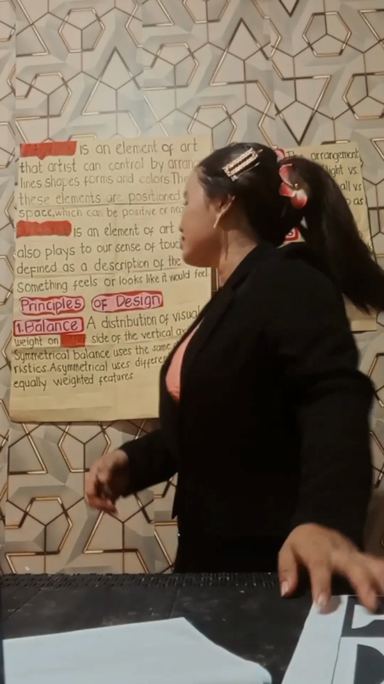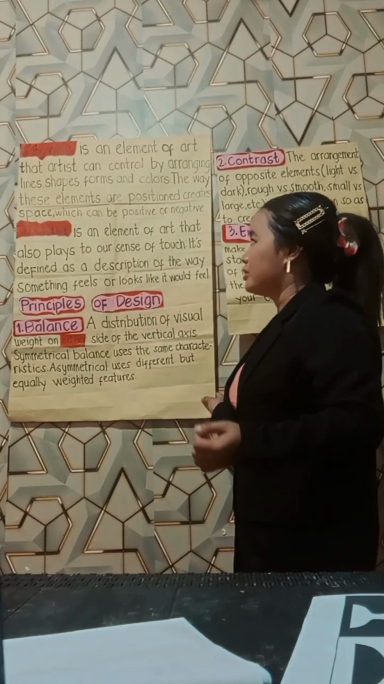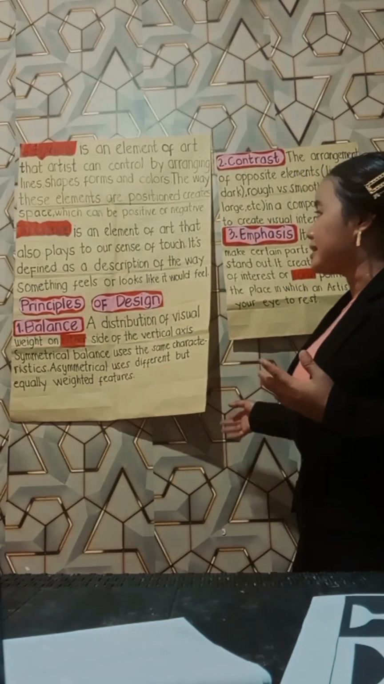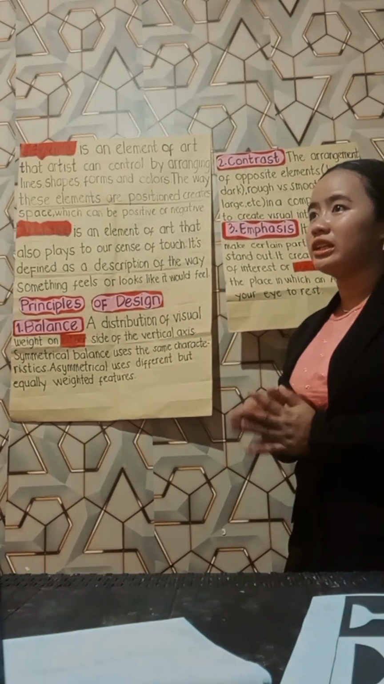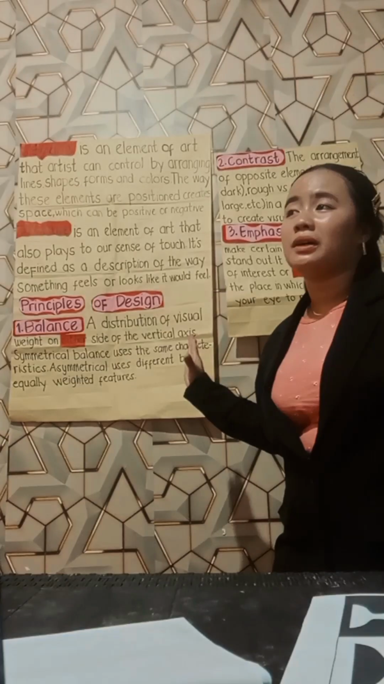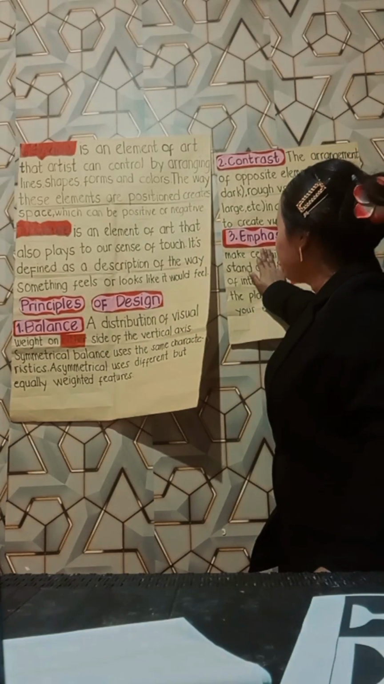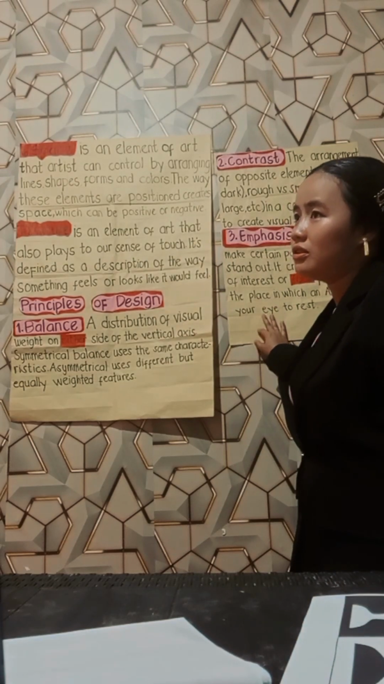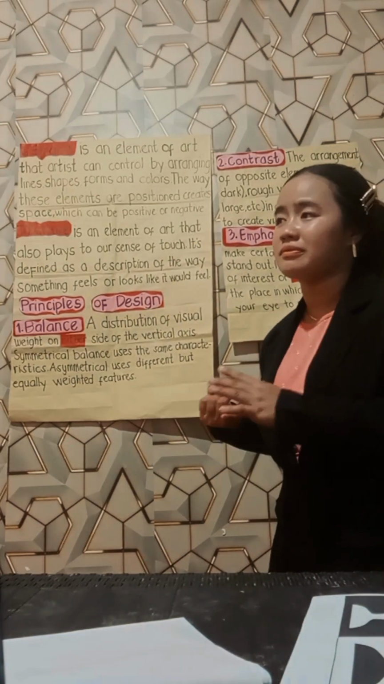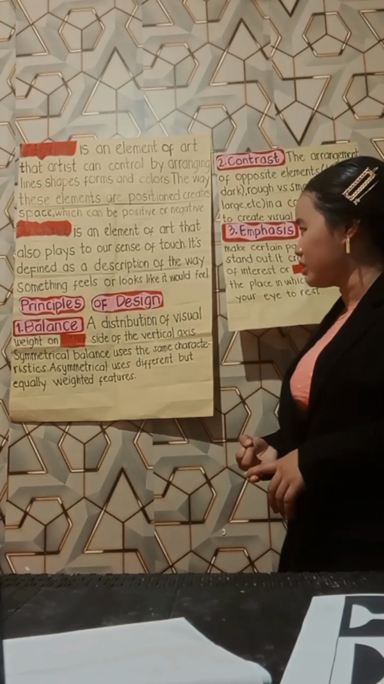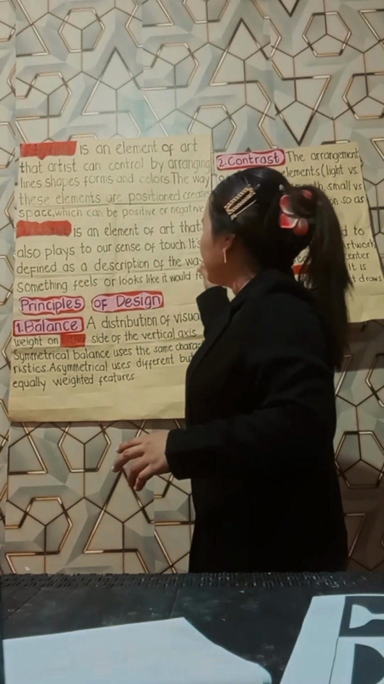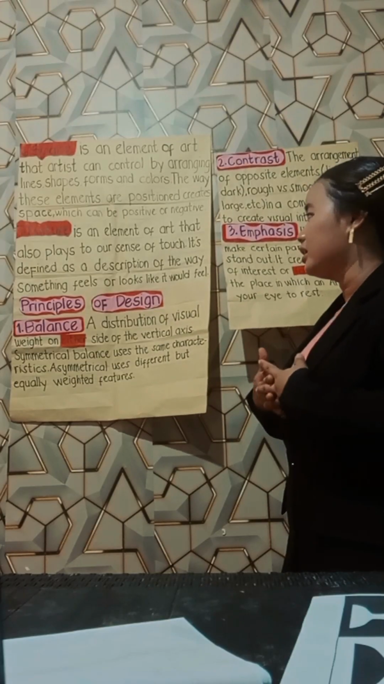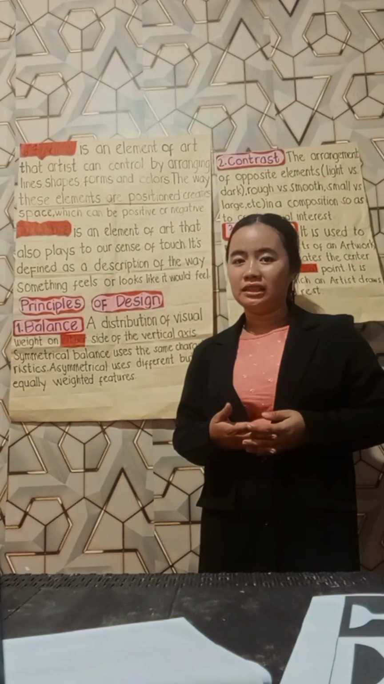So, the next is texture. Texture is an element of art that also plays to our sense of touch. Kanang atong mahikap. This paper is so soft. Atong ma-feel kung soft ba siya, smooth, or rough ba siya. It's defined as a description of the way something feels or looks like it would feel.